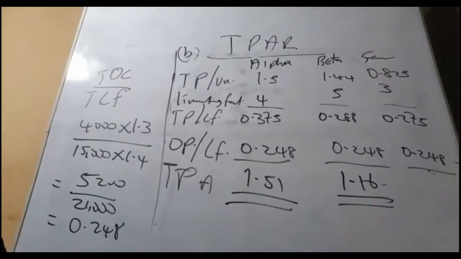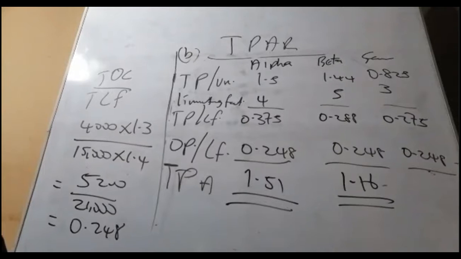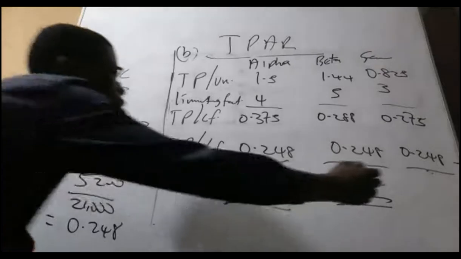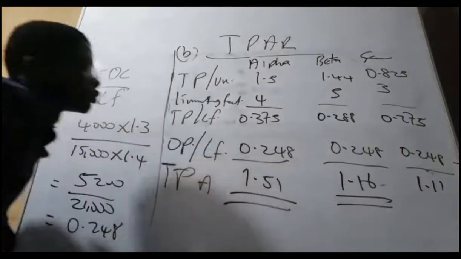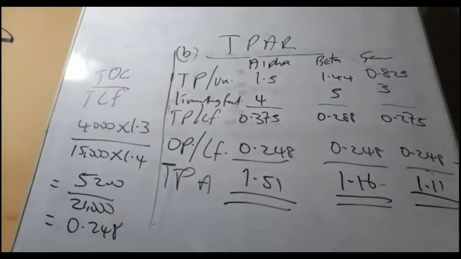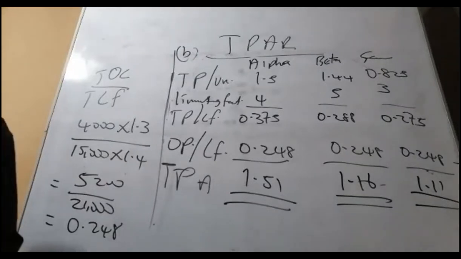The next one is 0.275 divided by 0.248. So the answer will be 1.11. Good. Okay, so now what is the interpretation? All of them are more than one. So the products are profitable. So that is it.